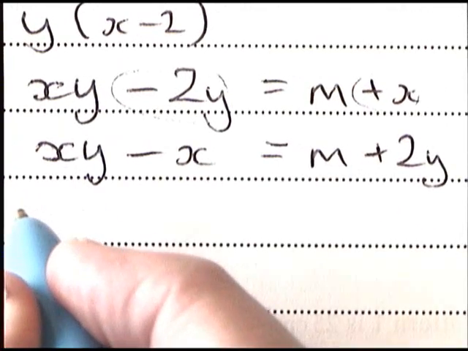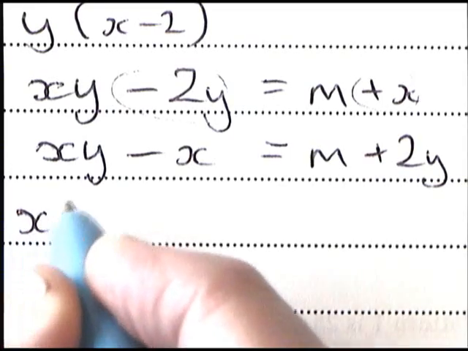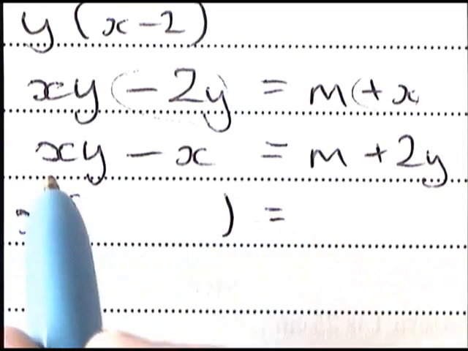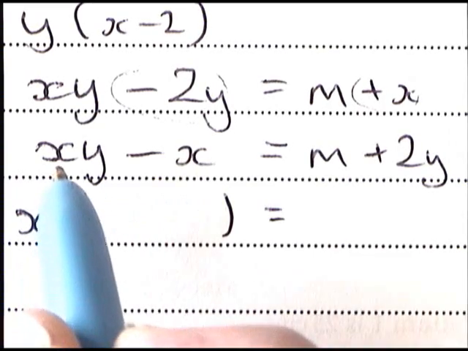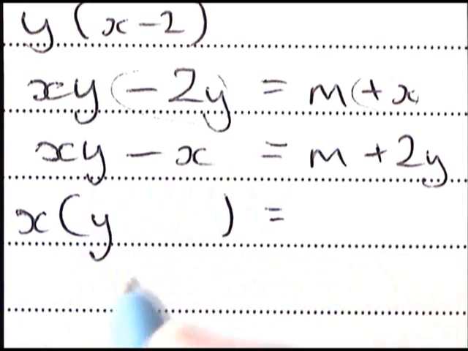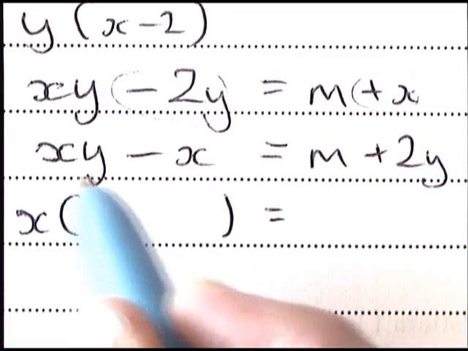Now I need x written down just once, and the way I can do that is by taking x out as a factor, as it goes into both of those bits. What do I multiply x by to get xy? I times it by y. I have x times by y, the same as that bit.